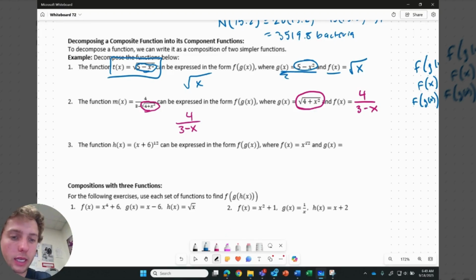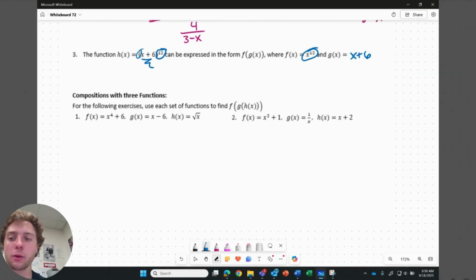This next one, I see x to the 12th. Here I see that exponent of 12 on these parentheses. So that tells me here that something getting raised to the 12th. Well, what's getting raised to the 12th? X plus 6. So the x plus 6 is the new part. A little bit weird, but let's see how this looks at the bottom then.